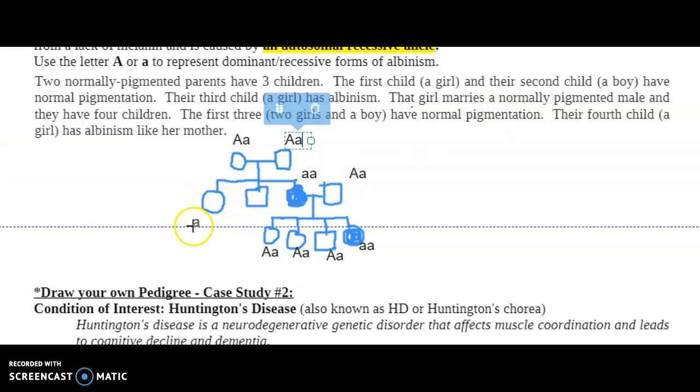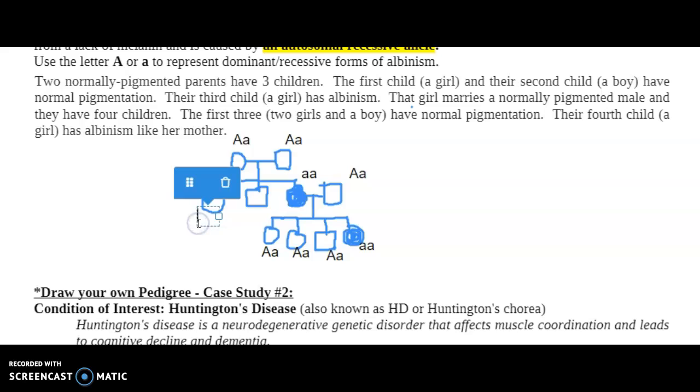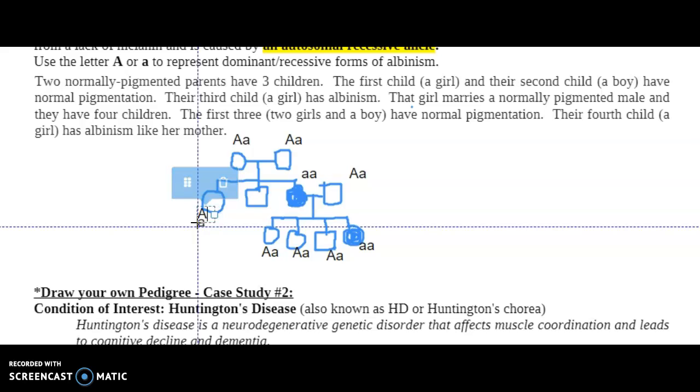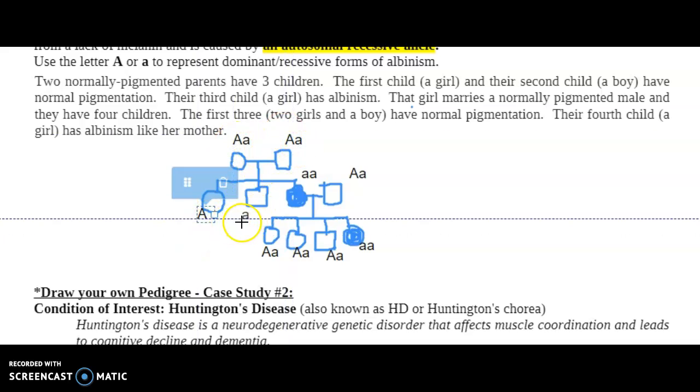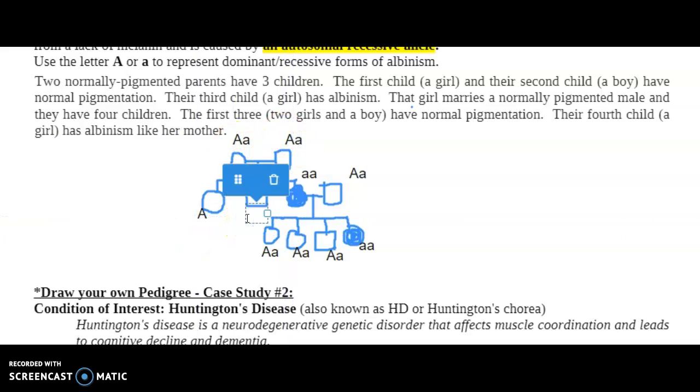These 2 also have the dominant trait, so we know that they have a big A. But we can't be sure if they're big A, little a, or big A, big A, because they could have gotten the big A from this parent and a little a from that one, or they could have got a big A from this parent and a big A from that one. So all we know is one big A is all we know about those. And then the other one, it could be a big A or a little a.